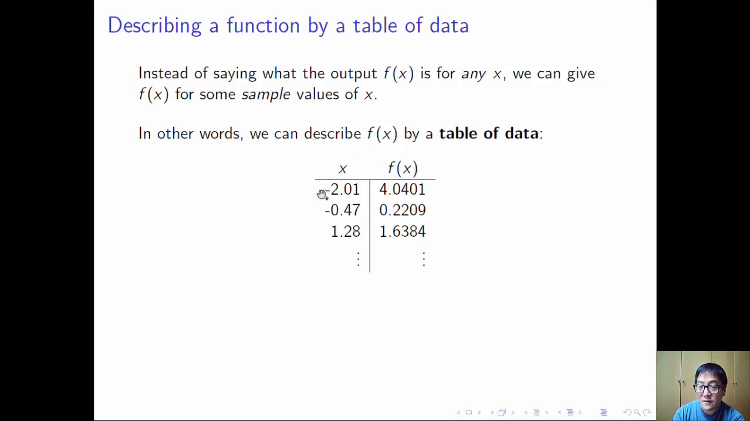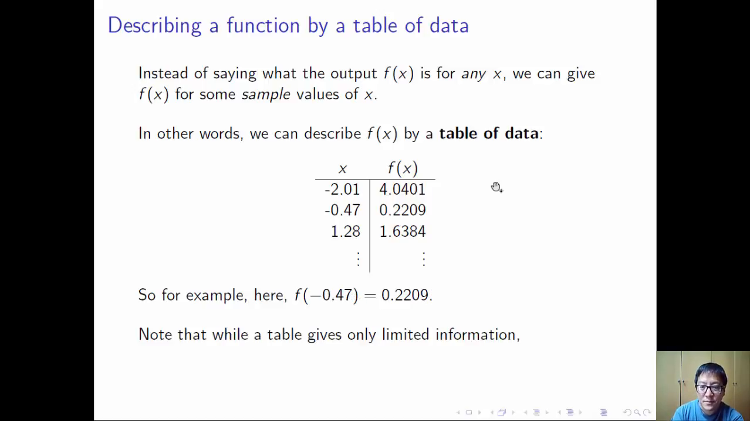Often, if it's a table of data describing a function, you have one column describing the inputs and another column describing the corresponding outputs, with the idea that there are probably other values of x for which you could get f of x, but you just don't know what the values are. For example, what this table says is that if you put in the input minus 0.47, then the output is 0.2209. So f of negative 0.47 is 0.2209.